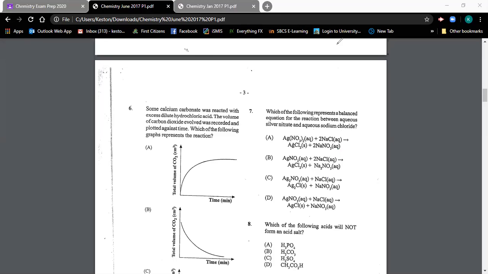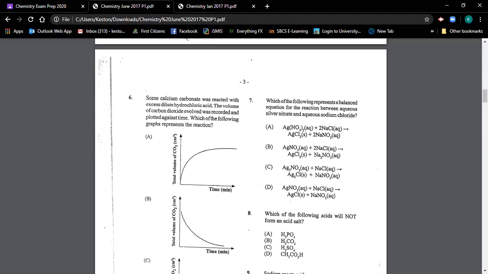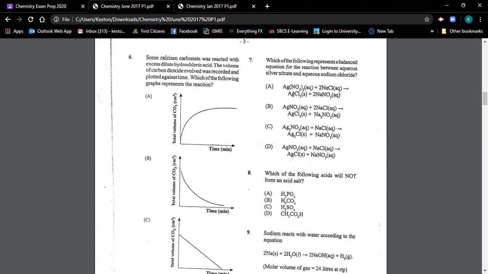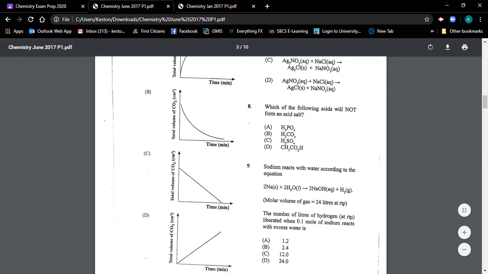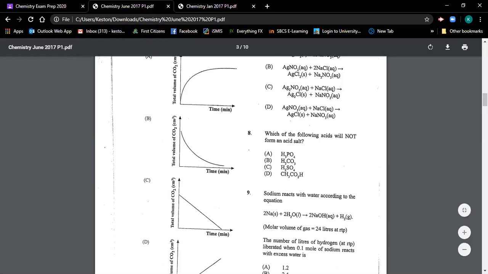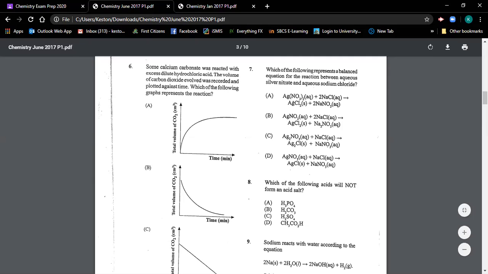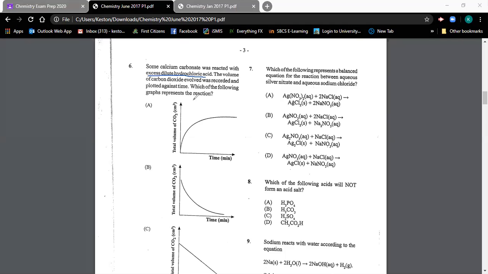6 is saying some calcium carbonate was reacted with excess dilute hydrochloric acid. The volume of carbon dioxide evolved was recorded and plotted against time. Which of the following graphs would represent the reaction, of A, B, C, and D? Which do you think is most applicable? What I want to point out in the question is you have excess dilute hydrochloric acid, so you're going to get to a point when your production of carbon dioxide gas is going to just flatten out.